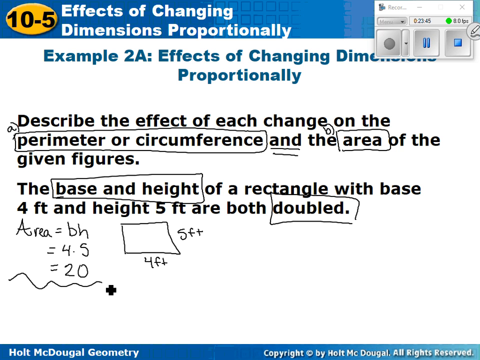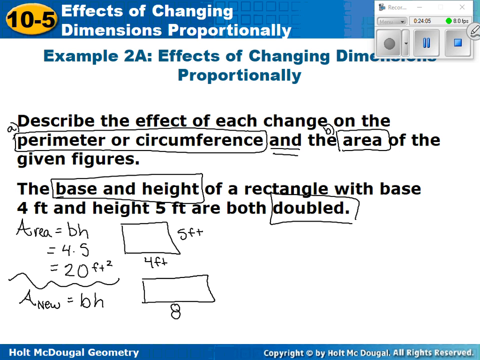That's the original area, 20 square feet. Now we're going to find the area of the new rectangle. Still base times height. But our new rectangle is not going to have dimensions of 4 and 5. What did it say to do to the base and the height? Double them. So what is 4 times 2?